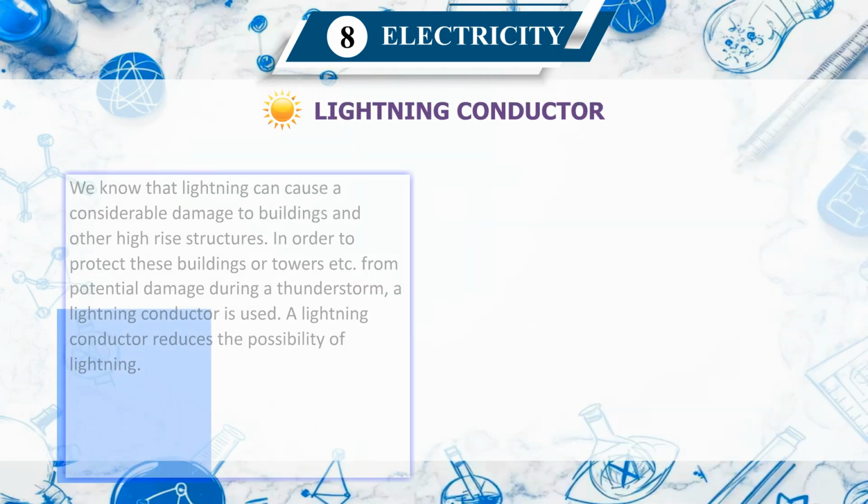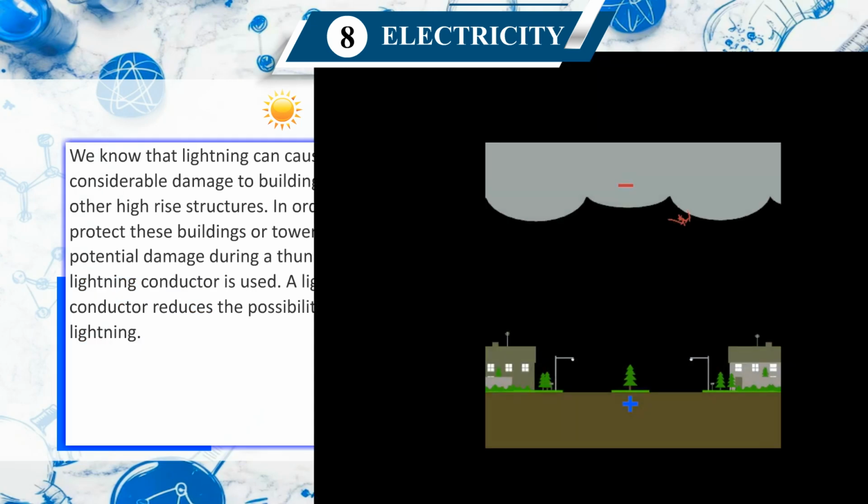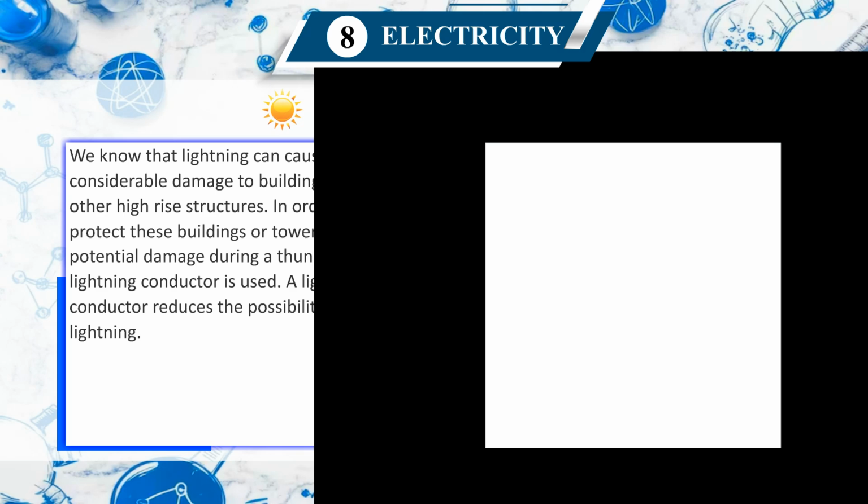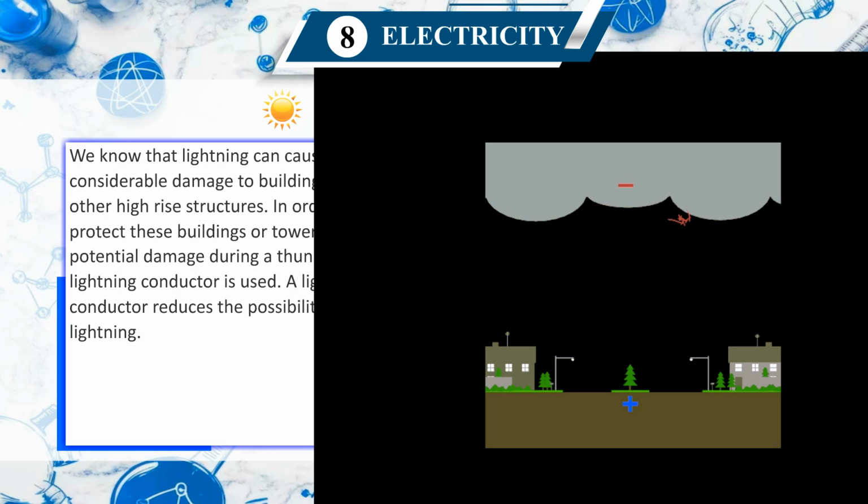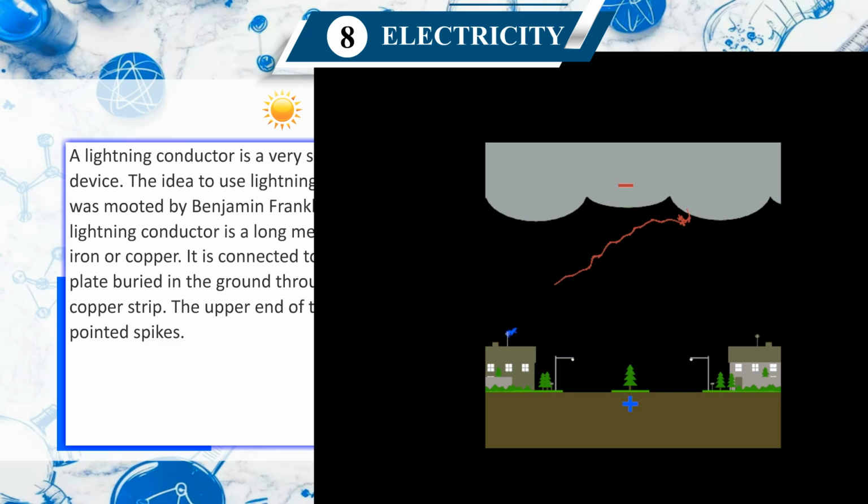Lightning conductor. We know that lightning can cause considerable damage to buildings and other high-rise structures. In order to protect these buildings or towers etc. from potential damage during a thunderstorm, a lightning conductor reduces the possibility of damage. A lightning conductor is a very simple device. The idea to use a lightning conductor was mooted by Benjamin Franklin.